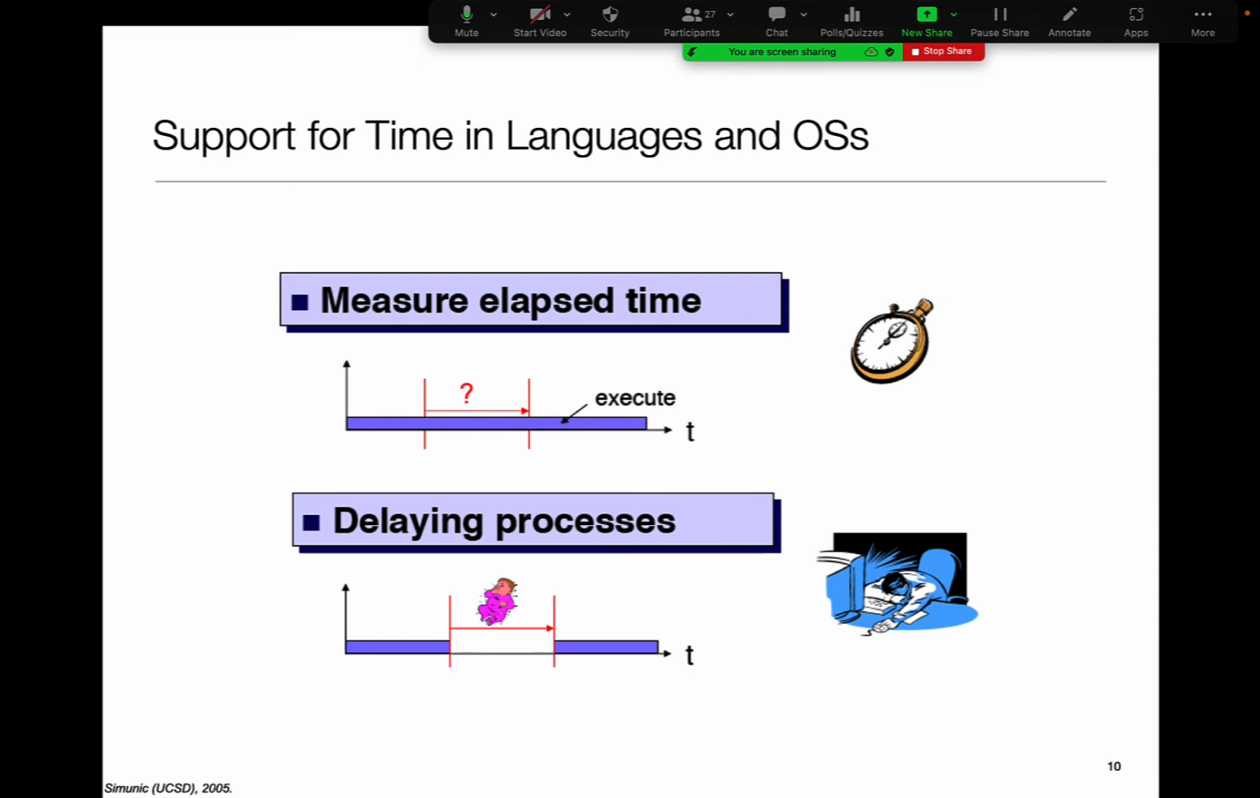Delaying a process, right? Sometimes I did something and now I have to wait for a certain amount of time before doing the next thing. This is kind of like the minimum constraint that we talked about. So I have taken some action, and the next action I have to do only after some time has elapsed. What would you use out here?